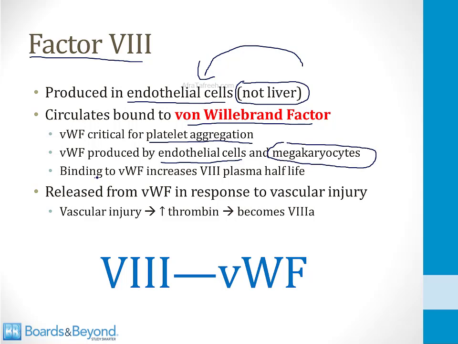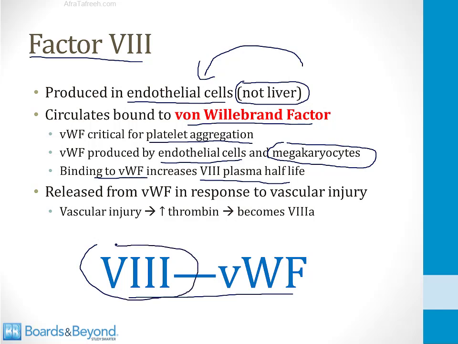By binding to von Willebrand factor, the plasma half-life of factor 8 is greatly increased, and that's why you can find factor 8 bound to von Willebrand factor in the circulation. When there's vascular injury, factor 8 is released from von Willebrand factor, and thrombin activates it to become factor 8A, as we talked about previously.